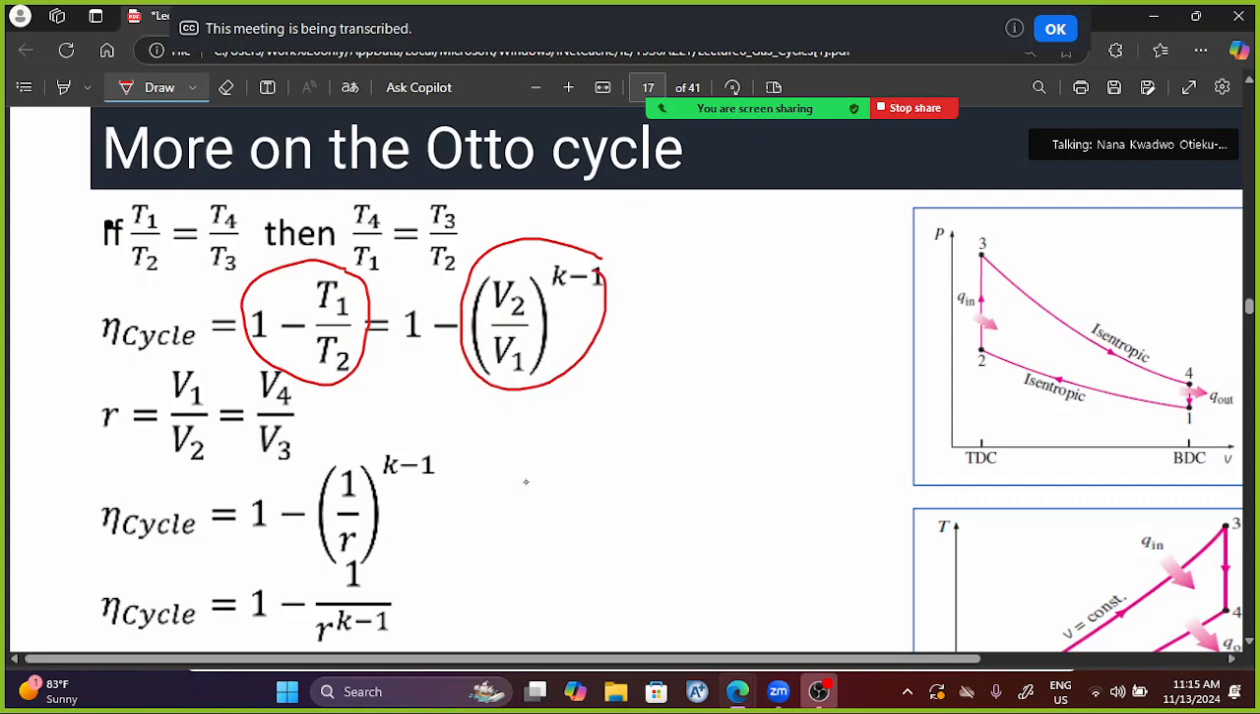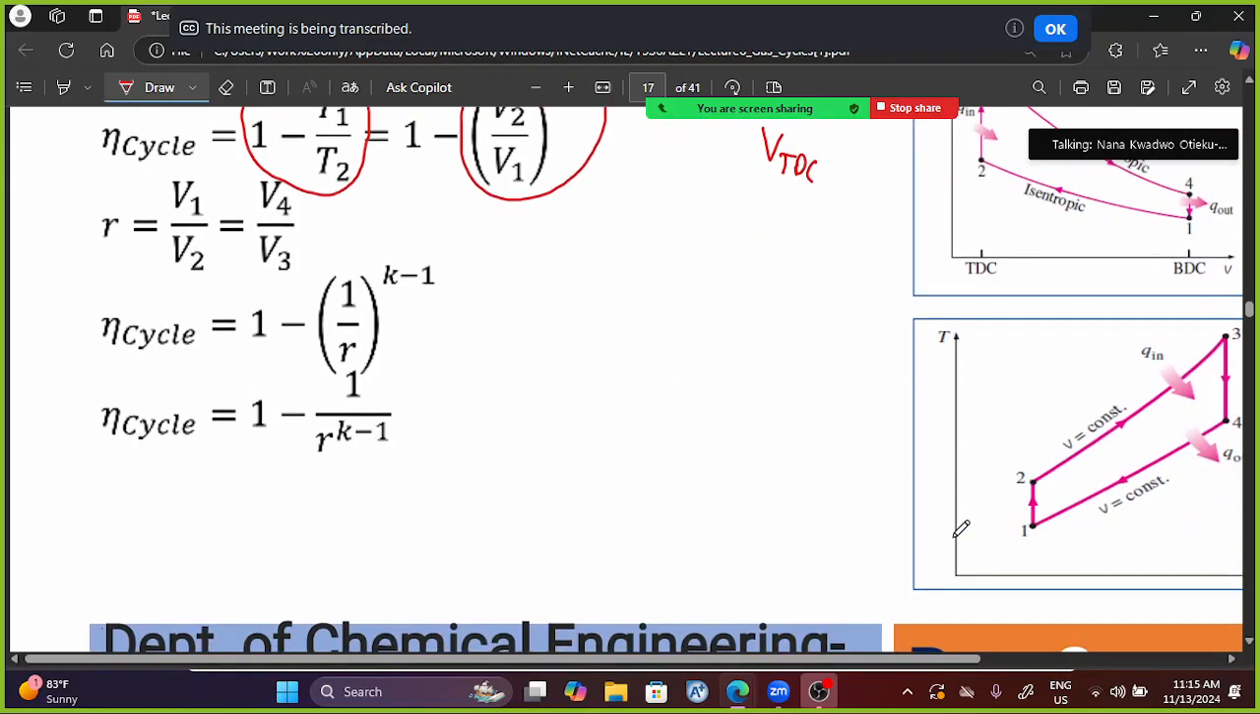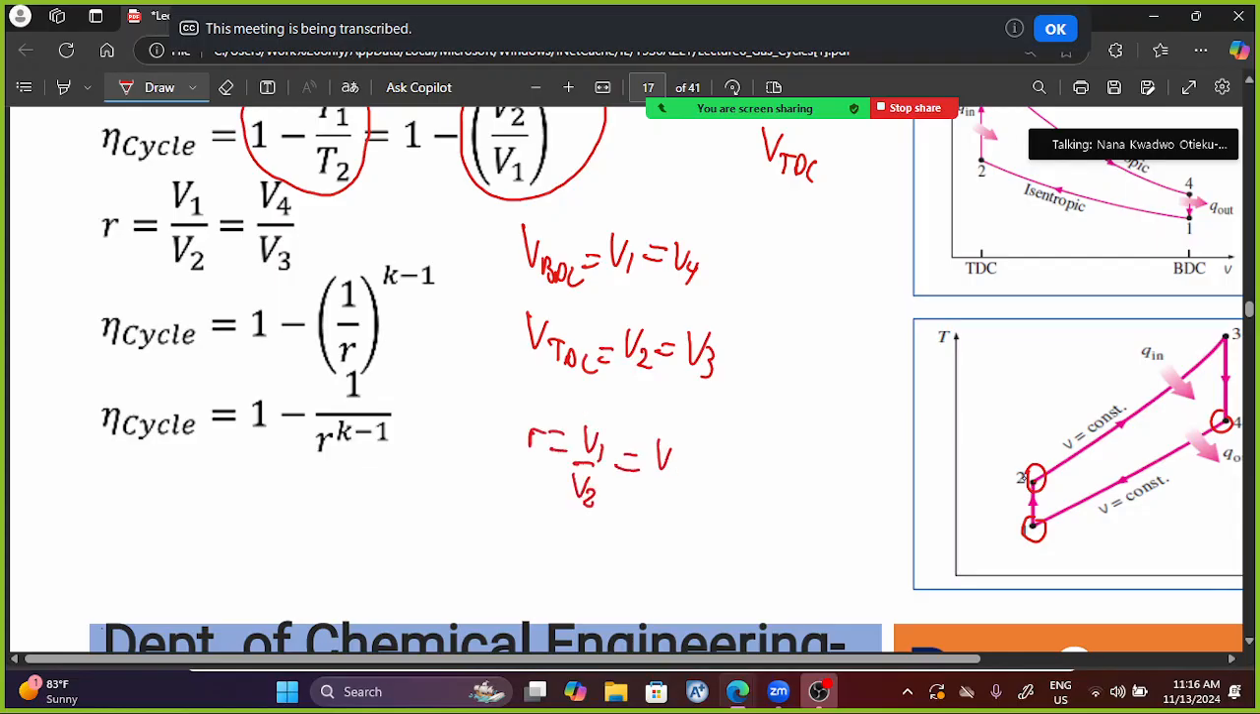Now the other thing is the compression ratio. We said R is equal to V_BDC, that's the maximum volume, over V_TDC. The maximum volume occurs at the start of the process, point 1, before we start the compression. And then the minimum volume happens after the compression, that's point 2. So it means that our V_BDC is equal to V1, but we said there's a constant volume for V1 and V4, so that's also equal to V4. And then our V_TDC is going to be V2, which is also equal to V3 because it's constant volume here and here. So it means that my R is equal to V1 over V2, which is equal to V4 over V3. So that's what we see at this point here.